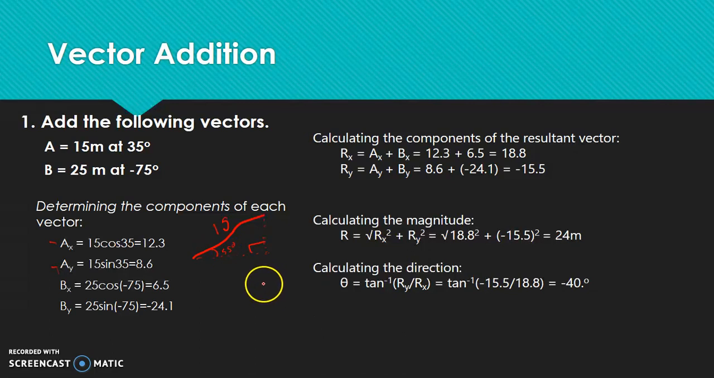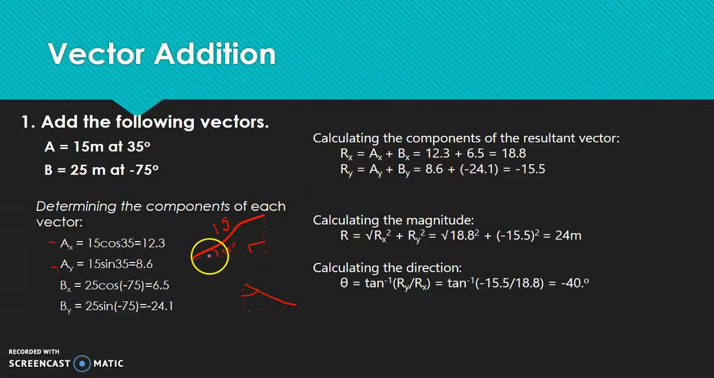Negative 75 degrees. You can do that by going below the x-axis here. So we could do negative 75 here, and we have that horizontal and vertical component. That's what you're solving for right here. Remember, once you solve for those, it's just combining them. So we calculate the components of the resultant vector.